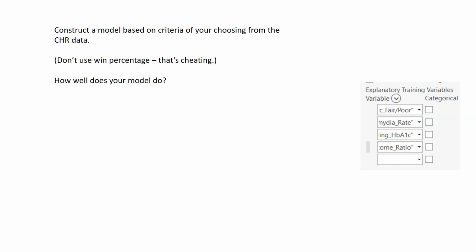And then finally, I would try to add on to this a little bit and construct a model on criteria of your choosing from the CHR data. Lots of interesting things in there: median income, health-related factors, population statistics. All of that could be an interesting part of how you could explain whether a county went landslide or not. So that's where we'll leave things.